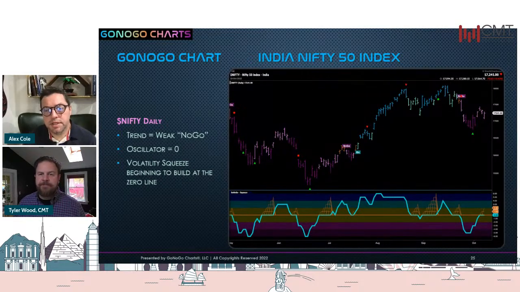And over the last couple of days, that no-go has continued, and we've dipped back into negative territory and are testing the zero again. So at the moment, that zero line is providing the resistance that we would most likely expect in a no-go. Absolutely.